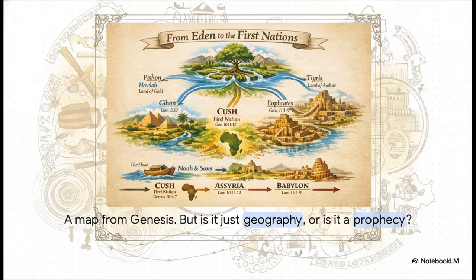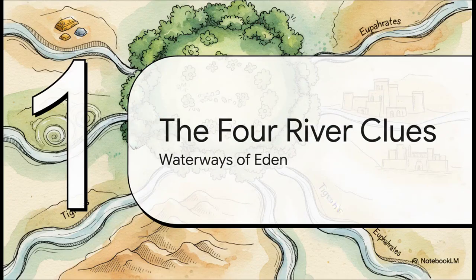So, take a look at this. This is a classic depiction of Eden from the book of Genesis. You see the tree of life there in the center and those 4 rivers flowing out into the world. It seems pretty straightforward. But what if it's way more than just a map? What if this whole thing is a puzzle, maybe even a prophecy about the nations that would end up forging human history?